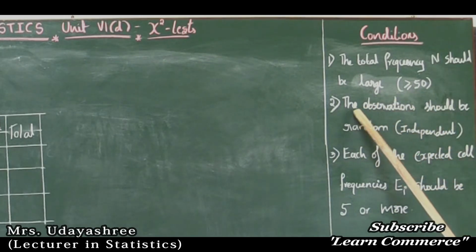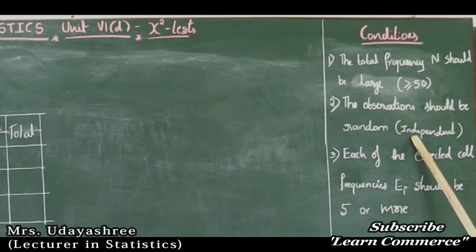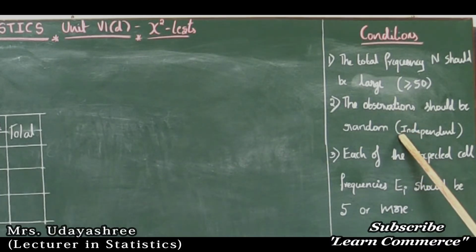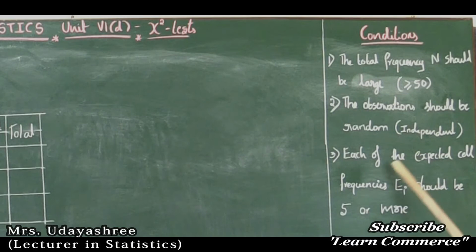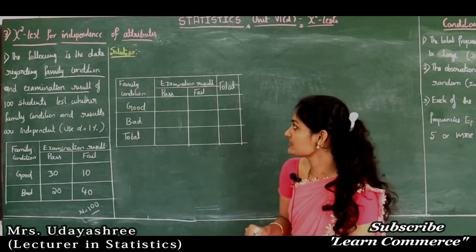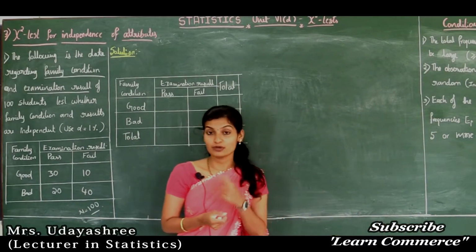The second condition: the observations should be random or independent. The observations are random or independent because the given attributes, family condition and examination result, are independent. Next, each expected cell frequency Ei should be 5 or more, and in the problem all the frequencies are more than 5. So the third condition is also satisfied. All the conditions are satisfied in this problem. Therefore, let's see the test procedure.